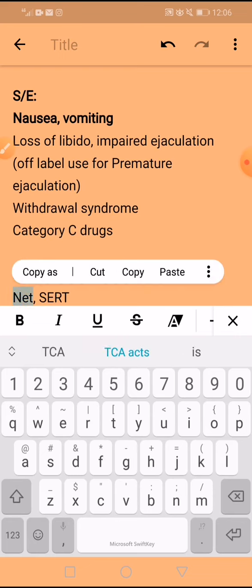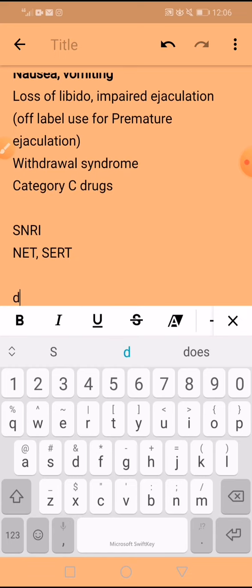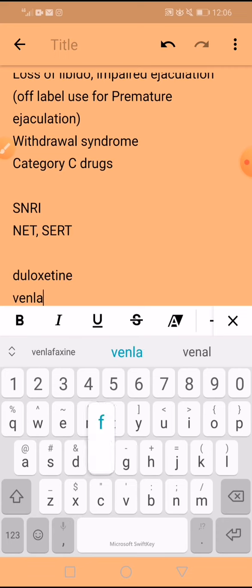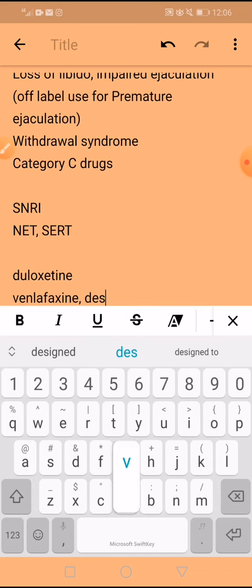Alright, now we need to know the names. We start with duloxetine, venlafaxine. Venlafaxine also has its metabolite which is active, which is desvenlafaxine. And the names are a bit hard, but nothing you won't be able to get a hang of.